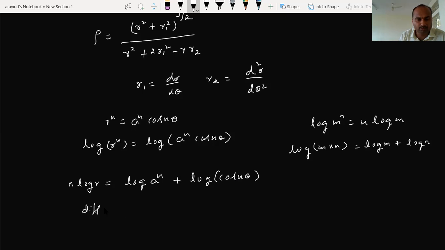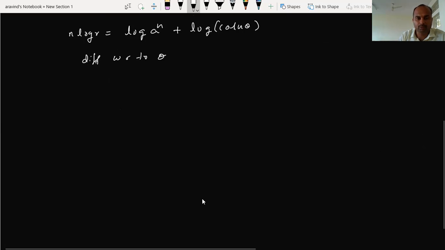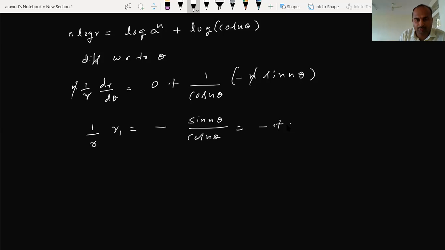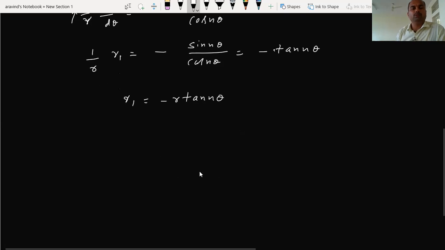Now I'll differentiate this with respect to theta. N log r derivative is 1 by r into dr by d theta. Log a power n derivative will be 0. Log cos n theta derivative is 1 by cos n theta, into the derivative of cos n theta, which is minus n sin n theta. Here the n on the left hand side and this n get cancelled. So 1 by r into dr by d theta, which I'll write as r1, equals minus sin n theta divided by cos n theta, and sin by cos is tan n theta. Therefore r1 is minus r tan n theta.